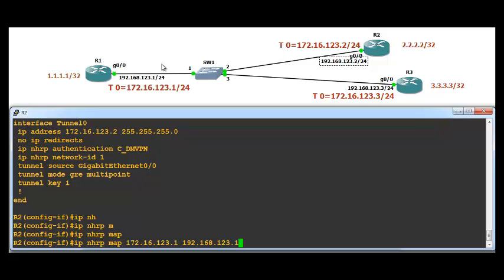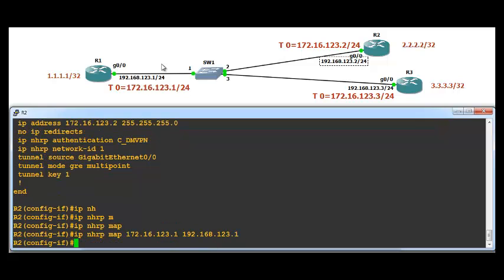192.168.123.1. Go here. This mapping we need to do. We need to tell where to find the other tunnel end. This is why I call it a static registration. I'm telling it, go here and you will meet someone called 172.16.123.1. Talk to him, negotiate with him, next stop, resolution protocol.